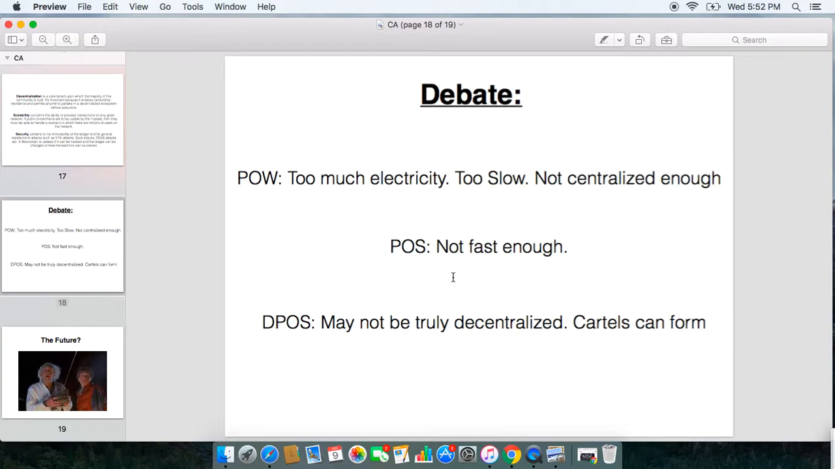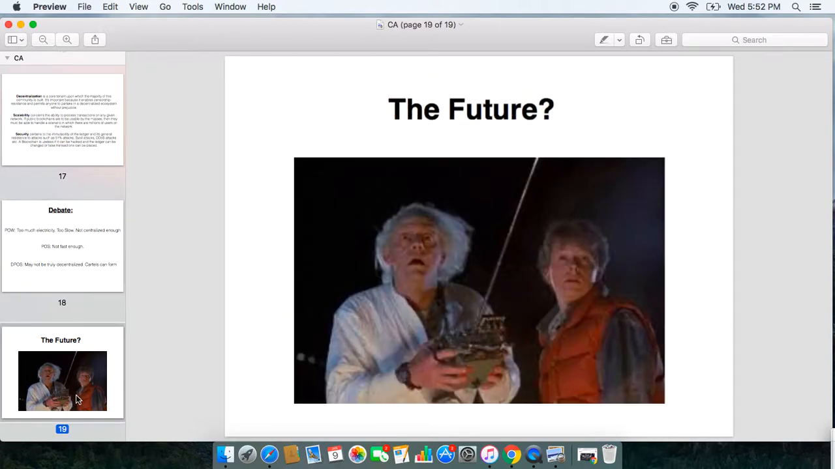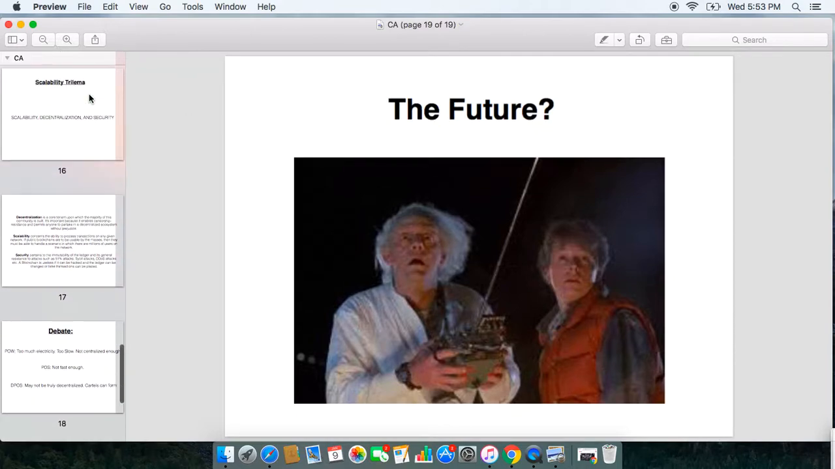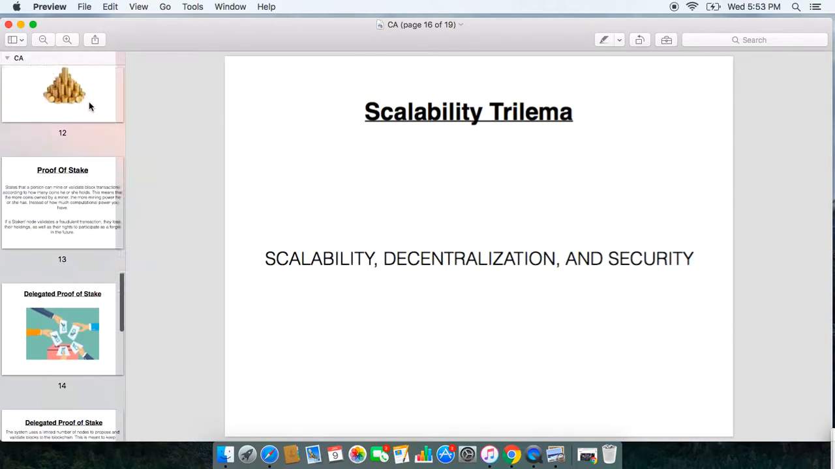Could be one that we've never heard of, could be one that gets invented 5 years from now, or it could be simply proof of stake with a couple of layer 2 solutions on top of it. The future is unknown. We will see which one of these consensus algorithms is the most secure, decentralized, and can scale, solving that scalability trilemma.